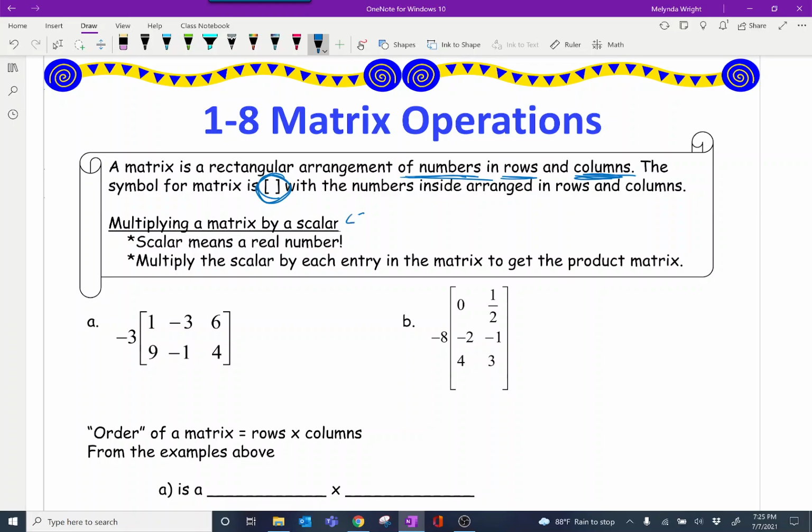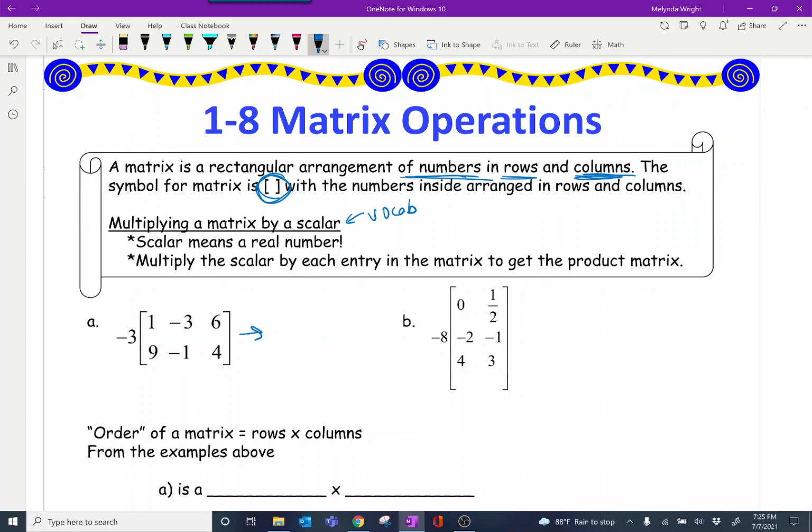So a scalar, this is just a vocab word. Okay, it's just a vocab word. And what is a scalar? It's a real number. It's basically a number. What do we do? Well, we're going to multiply the scalar by each entry in the matrix to get the answer, the product matrix. So let's do that.